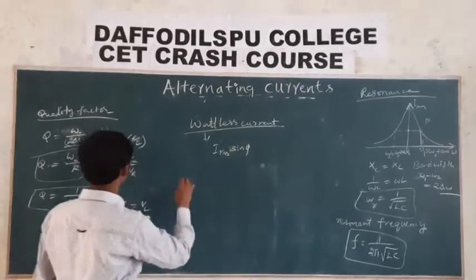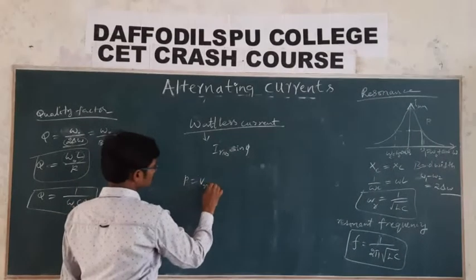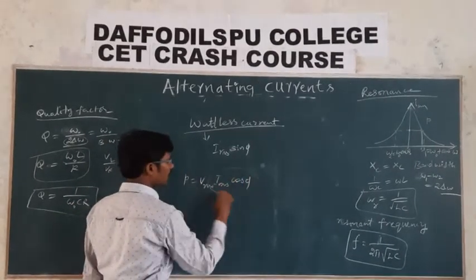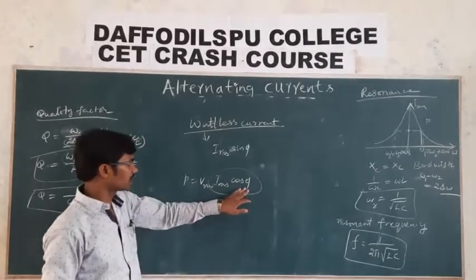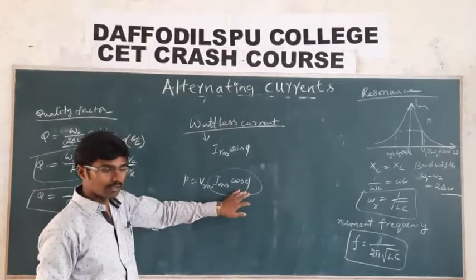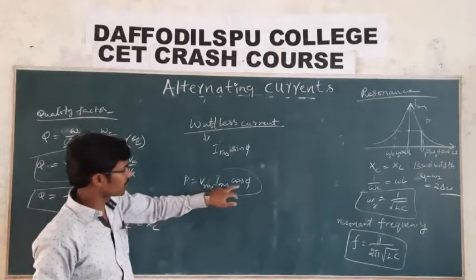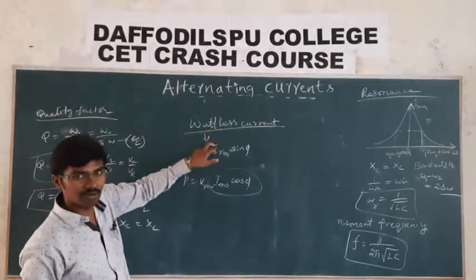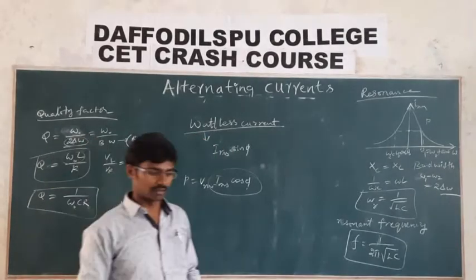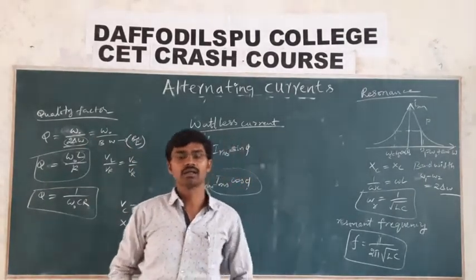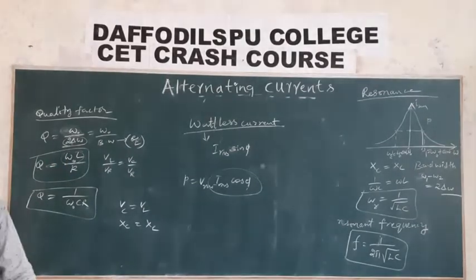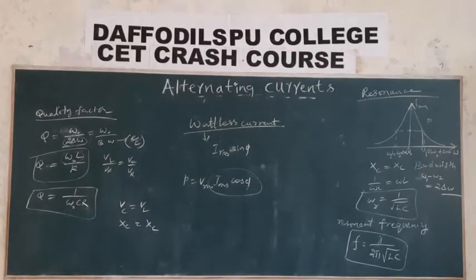Remember, P is equal to Vrms into Irms into cos phi. Now Irms cos phi is the component of the current that dissipates power. The component of the current which does not dissipate power is called wattless current. So based on this, let us discuss applications related to the topics I have discussed till now.